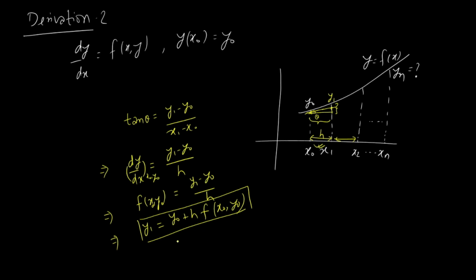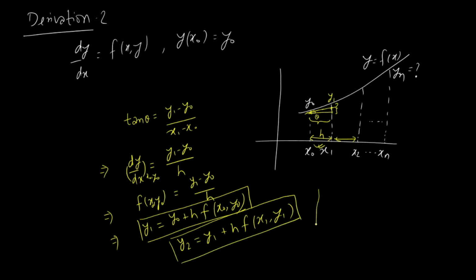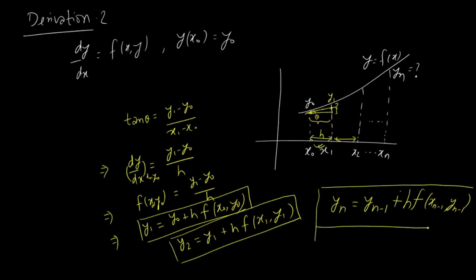Similarly, if we take the second interval, we will get y2 equals y1 plus h f(x1, y1), right? So if we generalize these expressions, the final expression comes out to be yn equals yn minus 1 plus h f(xn minus 1, yn minus 1). So this is our formula for Euler's method. So let's go ahead and solve a new problem.